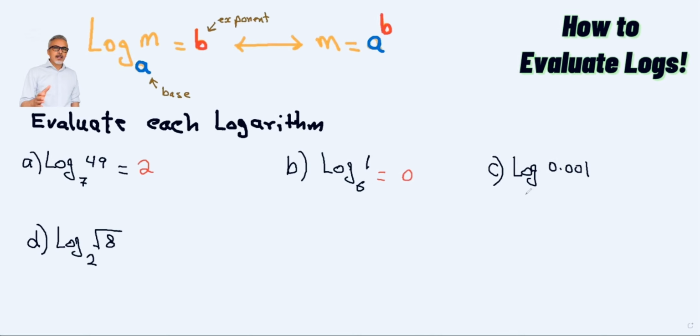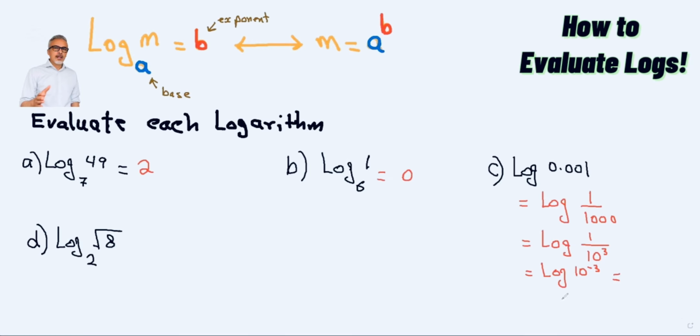This here, I would change it a little bit, so I'll make it log of 1 over 1,000, because this is the thousandth decimal. And therefore, I'm going to change that again to log of 1 over 10 to the 3, which equals log of 10 to the negative 3.